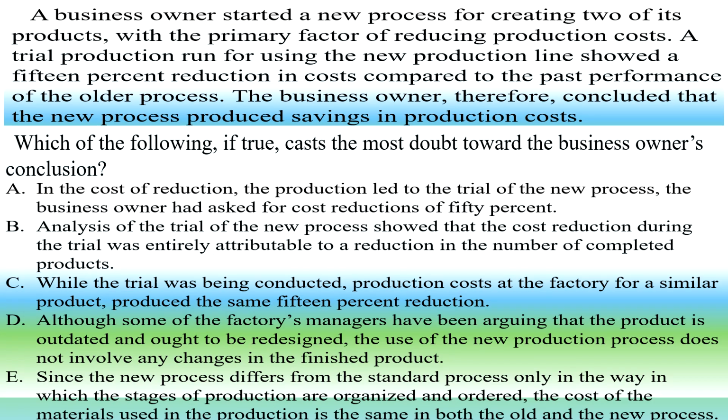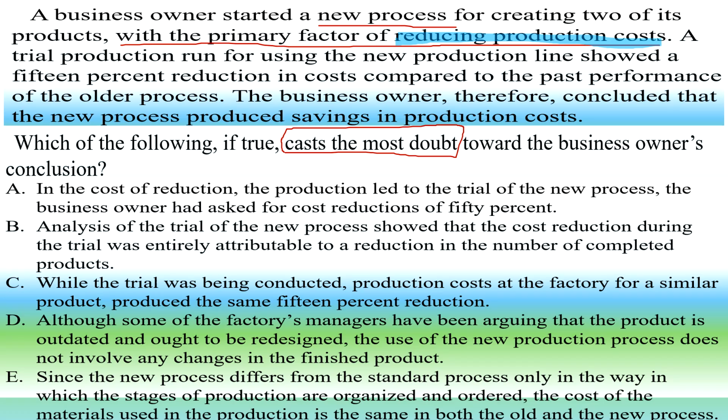Okay, now let's take the same slide and let's get into what if it's going to be the opposite. So remember I talked about negation. So which of the following, if true, casts the most doubt toward the business owner's conclusion? So we have the same choices, and remember, a business owner started a new process, get your keywords underlined, for creating two of its products with the primary factor of reducing production costs. This is the most important part of the clause. Keep in mind that your primary factor is reducing production cost. That's what you want to do.